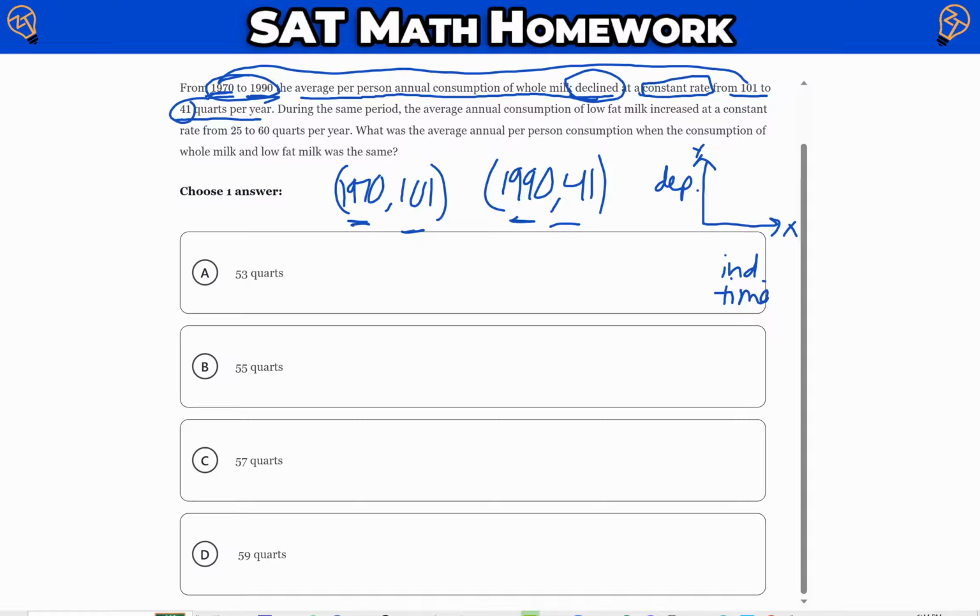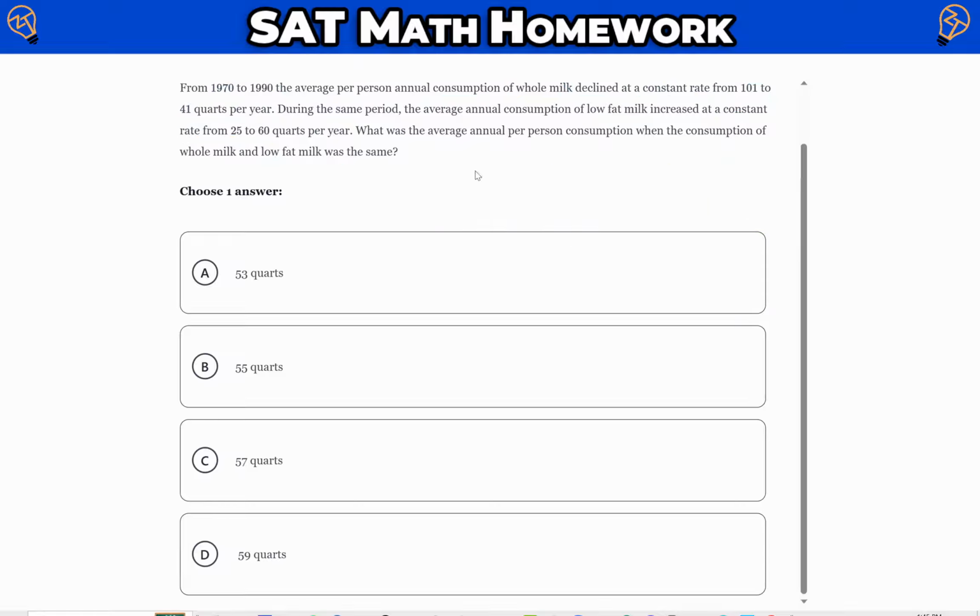Then they mention that we also have, during that same period, so in other words, again, from 1970 to 1990, the low-fat milk increased, so positive slope, at a constant rate, linear concept here, from 25 quarts to 60 quarts. All right, so that's really key, and you would have put this on your scrap piece of paper, so assume that you have that in front of you. And what we're going to do now in Desmos is pretty spectacular. Keep in mind the goal here, we're trying to find the average consumption, which was our y-coordinate, when they are the same. In other words, when they're equal.